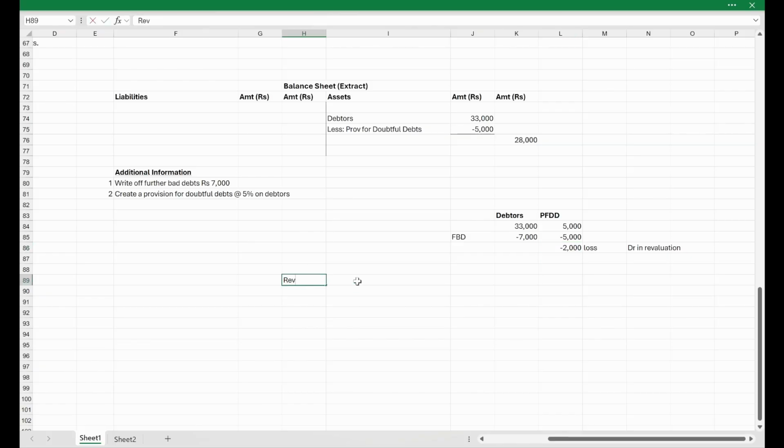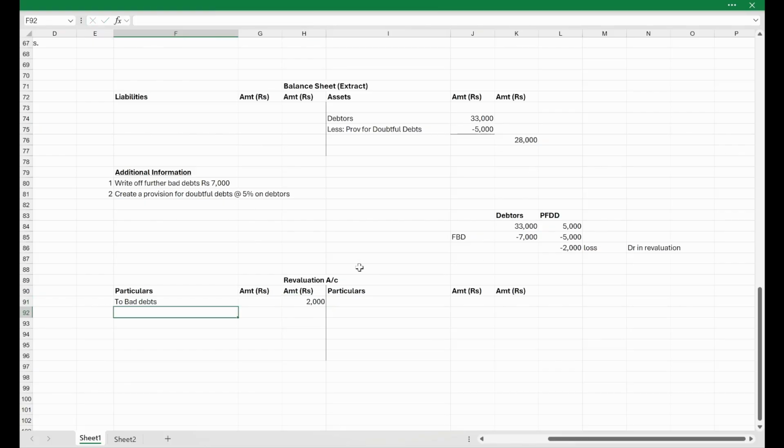Now let us see how we account everything in revaluation account. So you have revaluation debit side and credit side. The first thing is we have to account this 2,000 loss on the debit side of revaluation. Just write to bad debts rupees 2,000. This is first step. Now let us go to adjustment number 2.